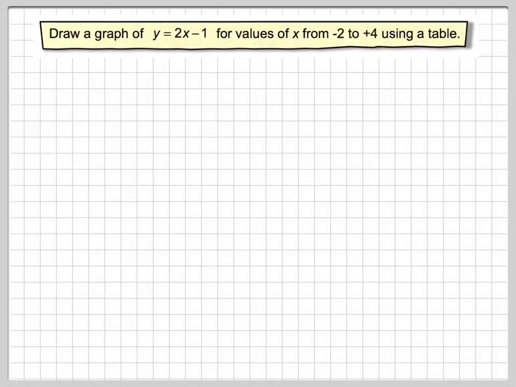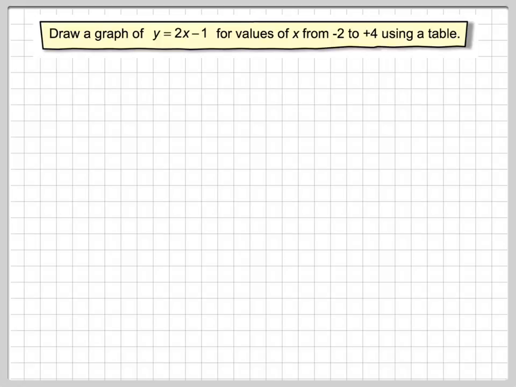Okay, in this video I'm going to show you how to draw a very simple straight line graph, y is equal to 2x minus 1, using a table method. Now there are many different ways of drawing a straight line graph, but I just want to look at the table method in this video, and then it also relates later to drawing quadratics using a table.